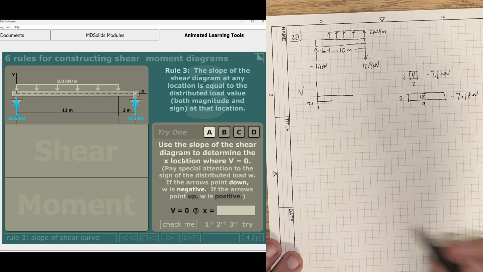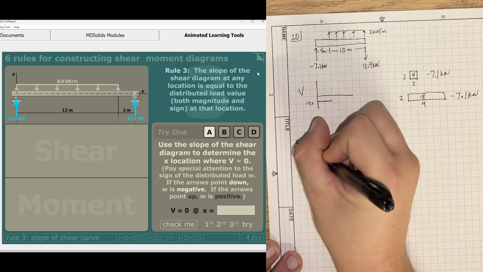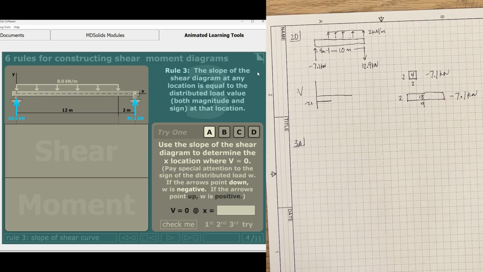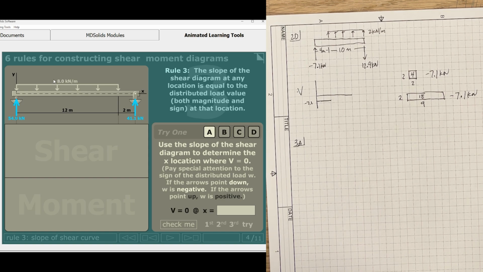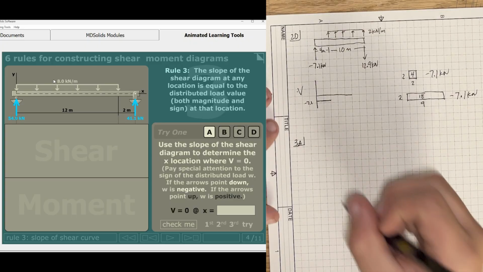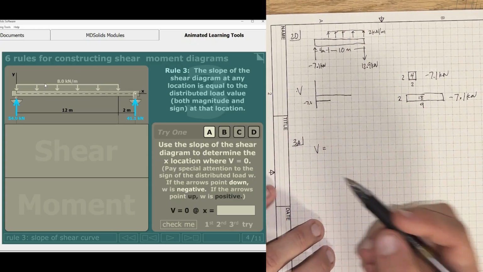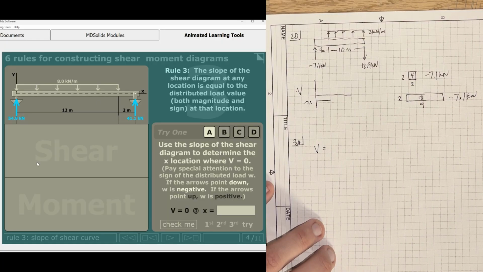So this is rule 3, and this is kind of what we were talking about just now. The slope of the shear diagram at any location is equal to the distributed load value, both the magnitude and sign at that location. In this case, this is equal to negative 8 kilonewtons per meter. We can start to express this as an equation of a line for V. Because we have the horizontal line, the shear diagram is going to be a sloped line.